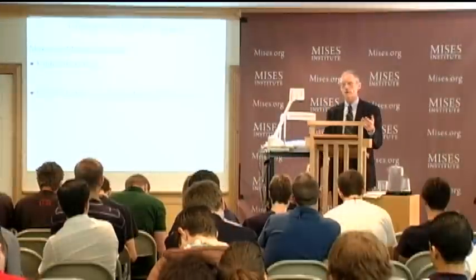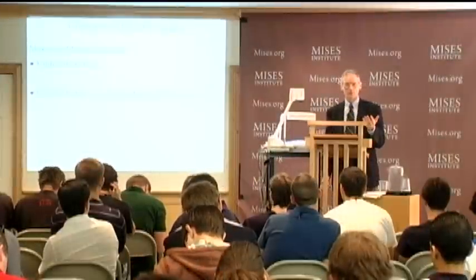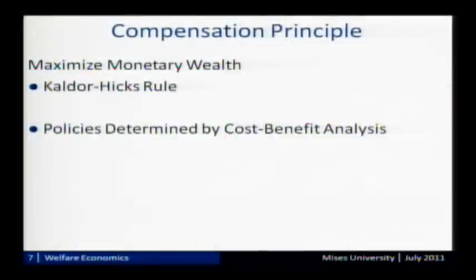So the compensation principle, as I mentioned before, takes as its goal in creating social welfare to maximize monetary wealth, to maximize the monetary value of assets. That, as opposed to the classical economists, which said, let's maximize physical output, the amount of goods or the quality of the goods that we have. The compensation principle says, let's just maximize monetary income, or again, technically monetary wealth.